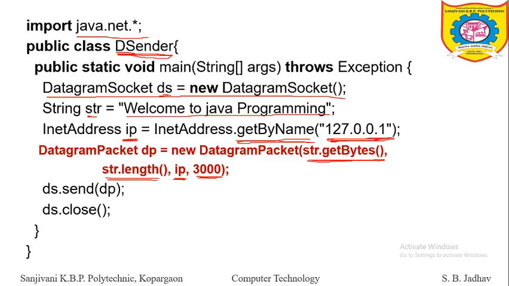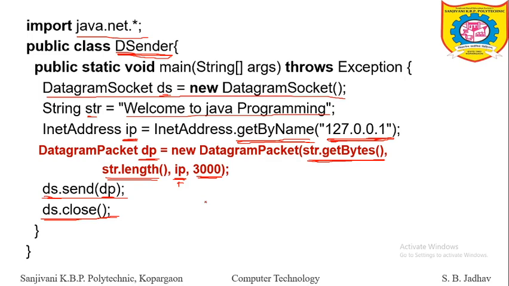So our message will be transmitted in the form of bytes or byte array, and we have to use the ds.send method, and the constructed packet dp is passed as a parameter. So this particular statement will send the datagram packet to the address that we have passed in this datagram packet. Then close the datagram socket, as we do not want to continue the further transmission. So this is one side of the program.